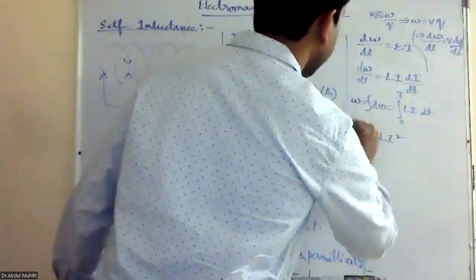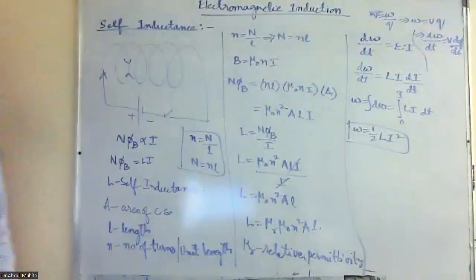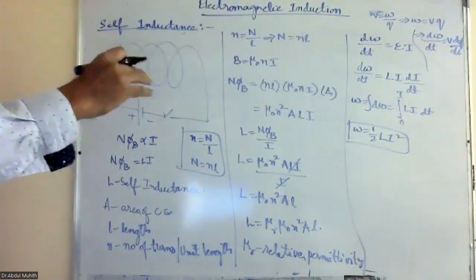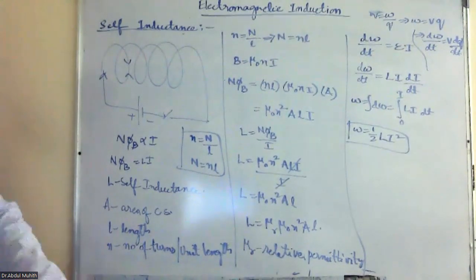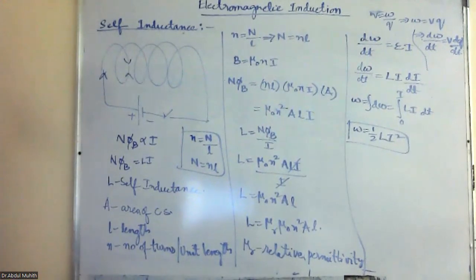This is the energy stored in an inductor. Like the energy stored in a capacitor is half CV square, similarly the energy stored in the inductor is half L I square. So that's it. This completes your self-inductance. We'll stop here for today.